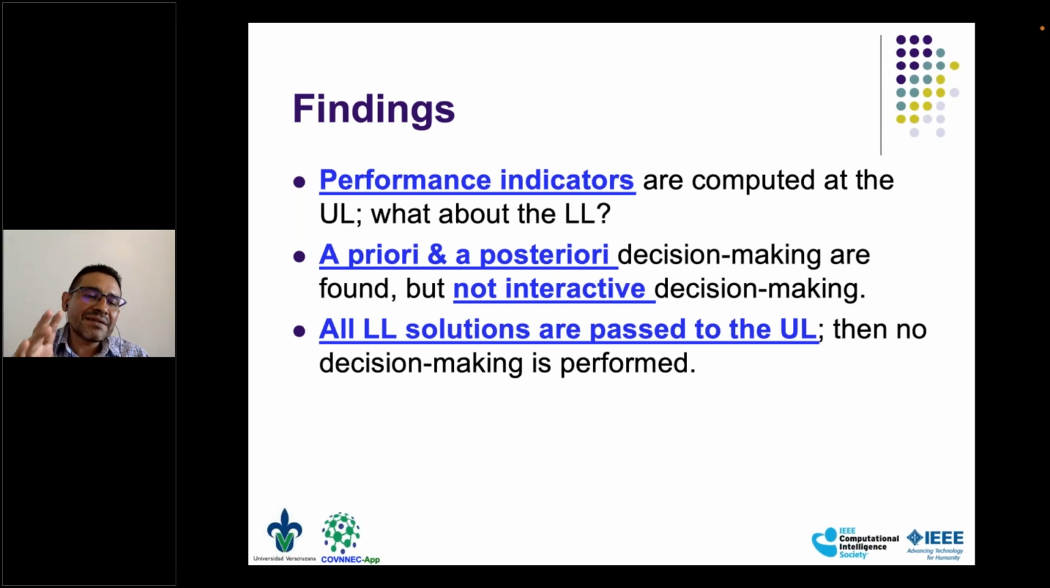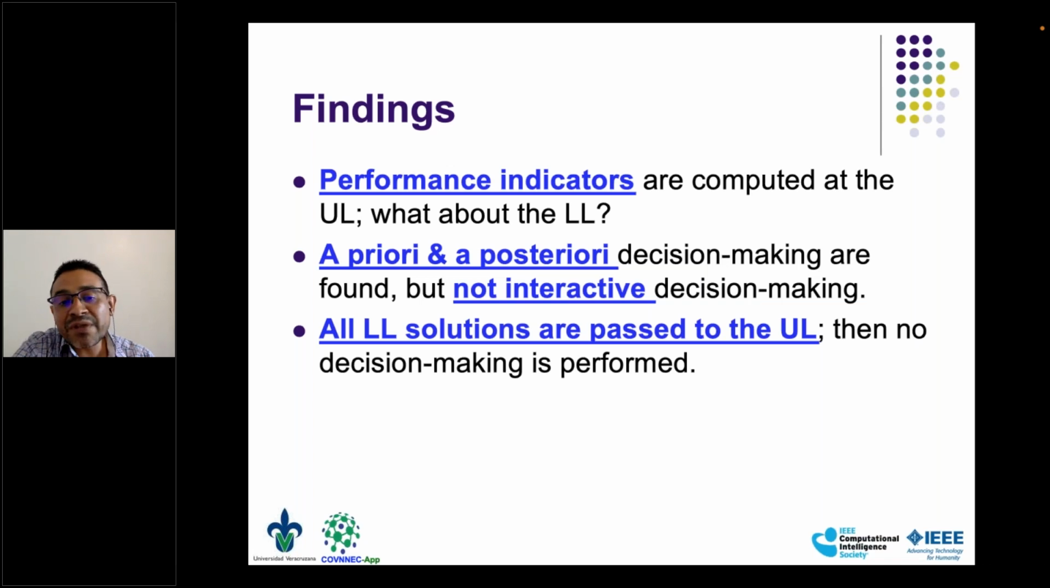What happens when I have a multi-objective problem at the lower level? I will obtain not just one single solution. I obtain the Pareto optimal set, a set of solutions, all optimal. Which one do I need to choose to send to the upper level to evaluate the upper level solution?